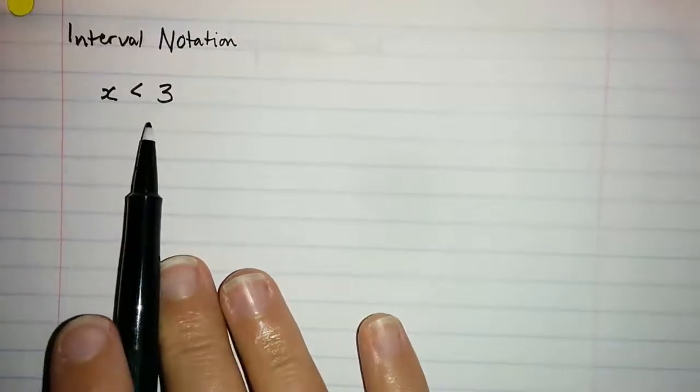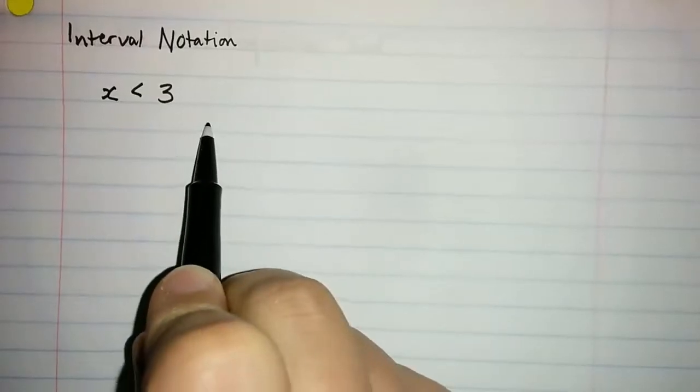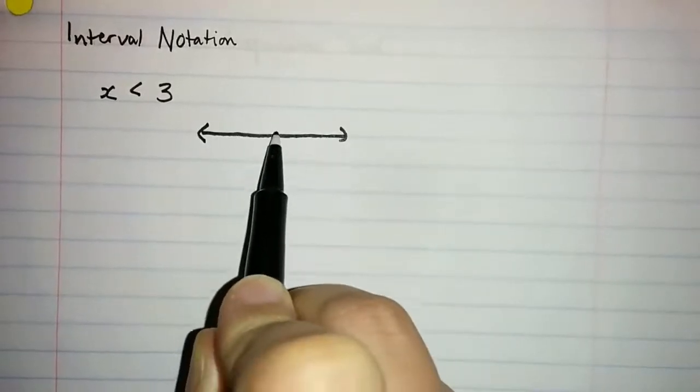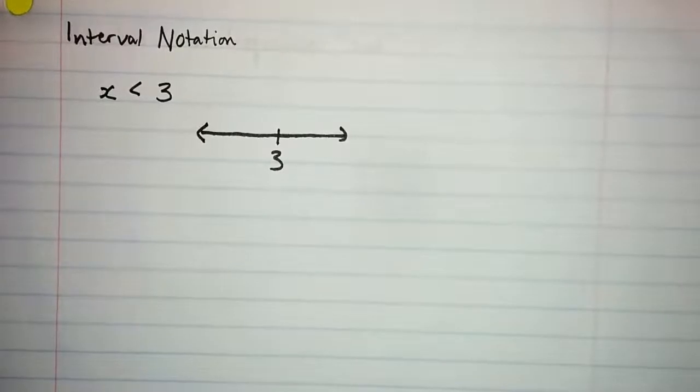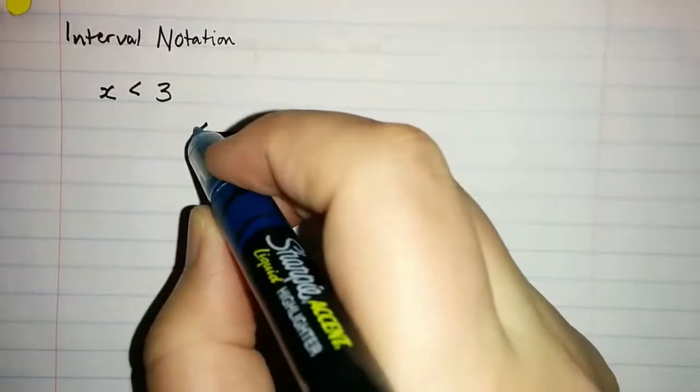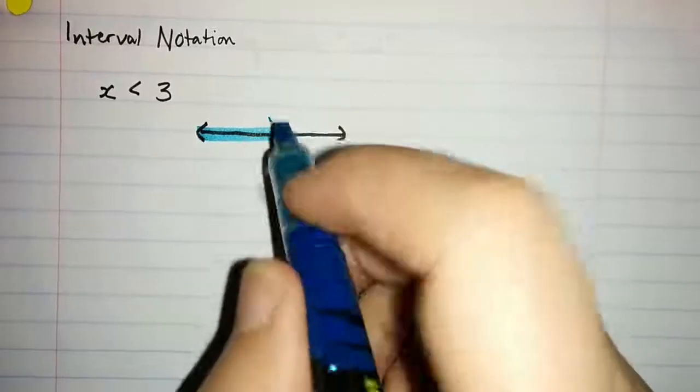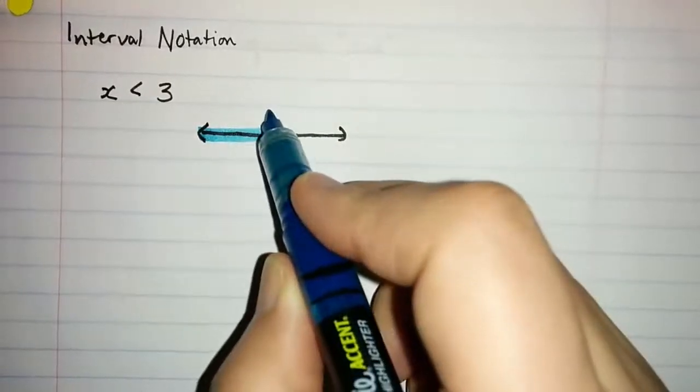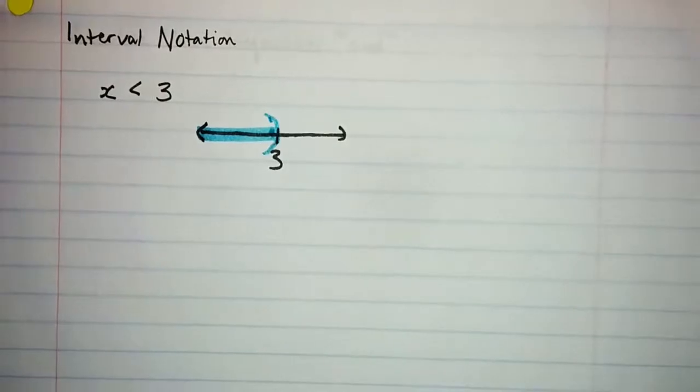One way that we will often want to describe the solutions to an inequality is in so-called interval notation. Suppose we have the inequality x is less than 3. The easiest way to come up with interval notation is to think about just a cartoon of the graph on the number line. So we have a number line and 3 shows up. So x is less than 3, so we'll shade to the left. X is strictly less than, so we want a round bracket.